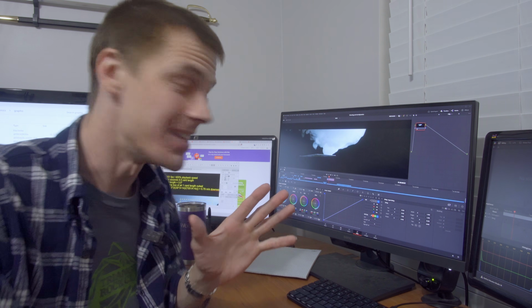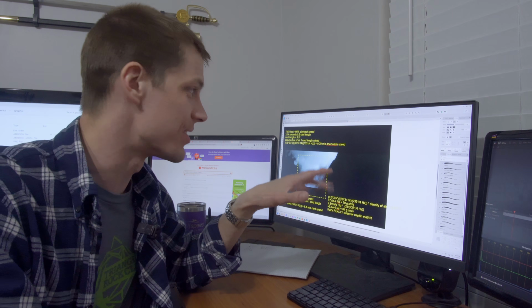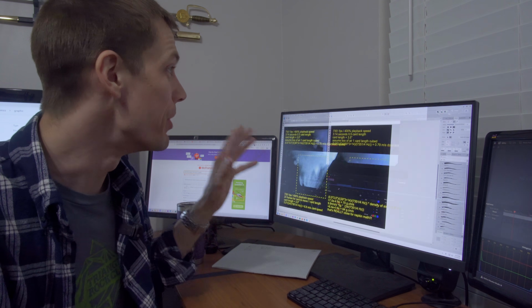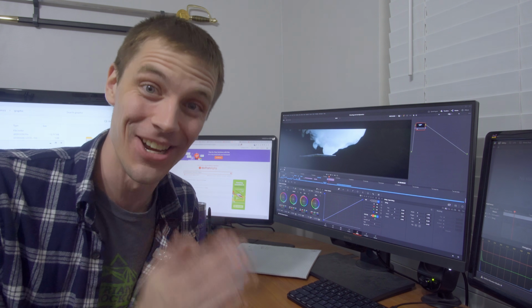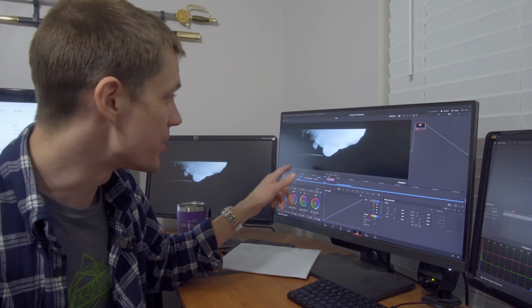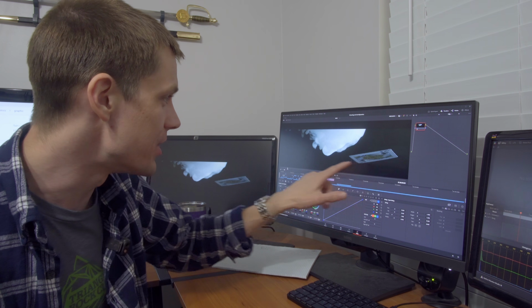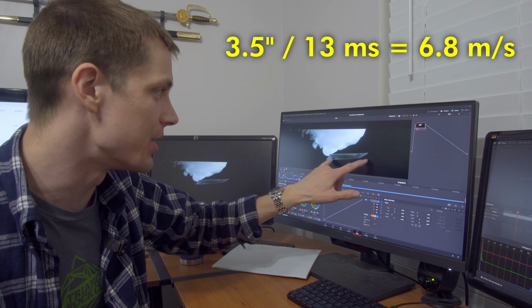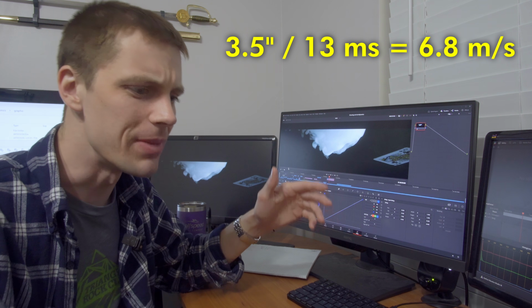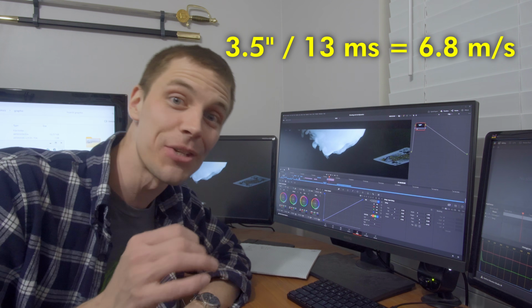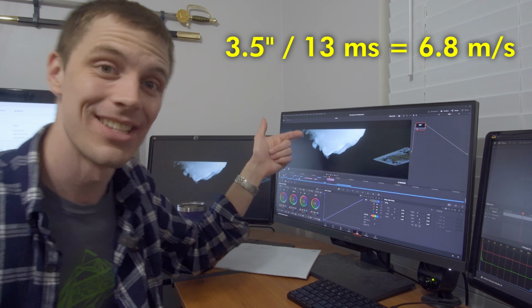Okay, editing Brian here. I was going to leave this as an on-screen note, but it was so cool. Sometimes napkin math really surprises you that I needed to talk about it. Knowing the frame rate of this footage, I can calculate that this card takes about 13 milliseconds to travel its own length in this footage, which means that it's actually traveling about 6.8 meters per second sideways.